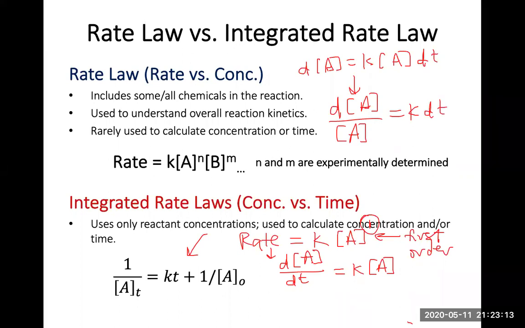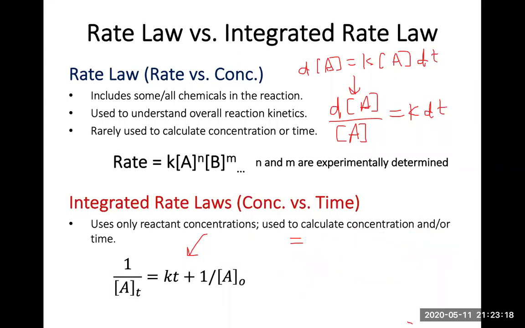Now let me erase a little bit down here. Since I have one variable on the left and one variable on the right, this is a technique in calculus called, what's it called? I think it's called separating variables. I can integrate both sides. I can integrate the left with respect to A over a certain time from 0 to t, and I can integrate the right with respect to t over the same time frame.